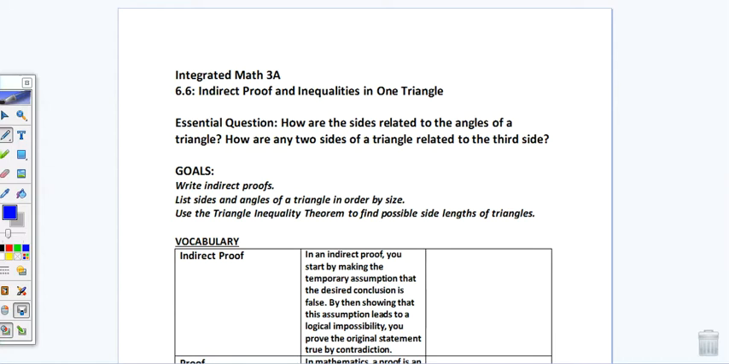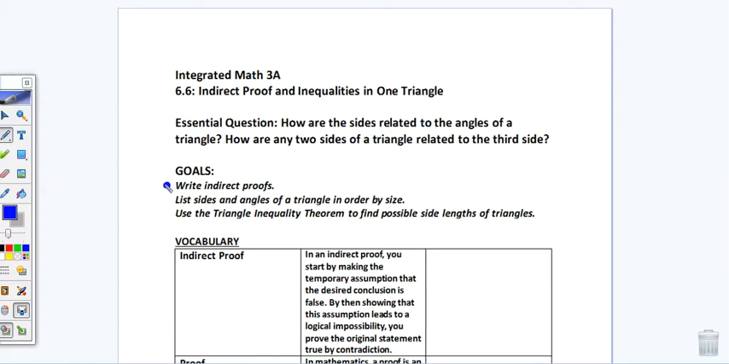So, volunteer for goals today. Who wants that? Thanks, Michael. Write indirect proofs, list sides and angles of a triangle in order by size. Use the triangle inequality theorem to find possible side lengths of triangles.